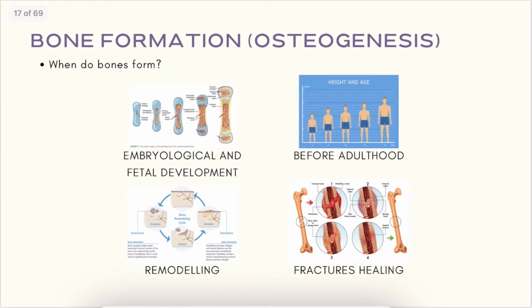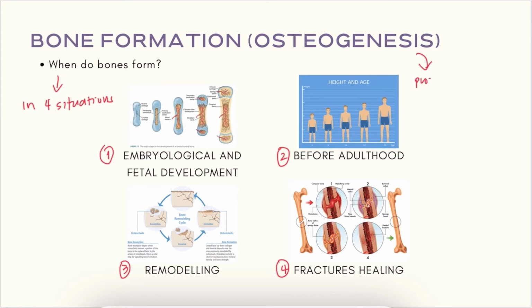Let's now talk about bone formation. Bone formation, also called osteogenesis or ossification, occurs in 4 situations. 1, during embryological and fetal development. 2, when bones grow before adulthood. 3, when bones remodel. And 4, when fractures heal.